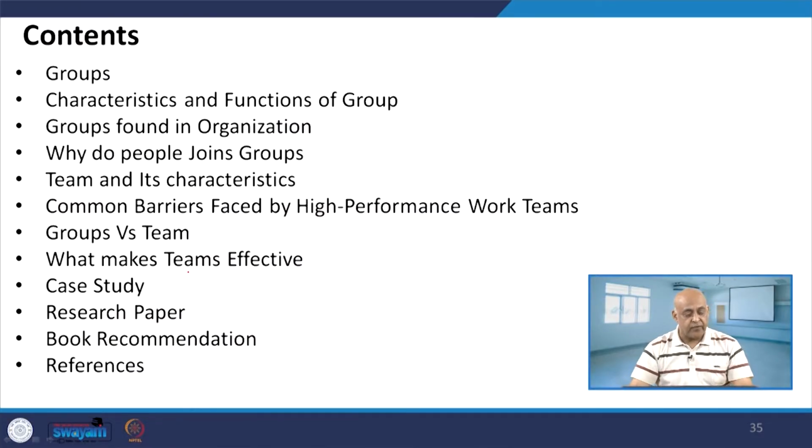We also have to first understand the difference between group and team, right. So when we talk about groups, we will cover the characteristics and functions of groups, the groups found in organizations, and why people join groups. Then we will talk about the team, because we are talking about the conversion of the group into a team. Then the team's characteristics, common barriers faced by high performance work teams, group versus team, what makes teams effective, the case study, research paper, book recommendation, and the references as usual.